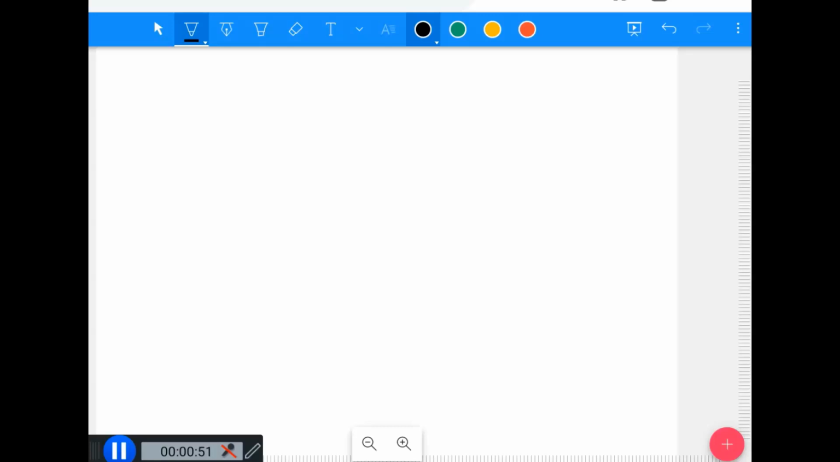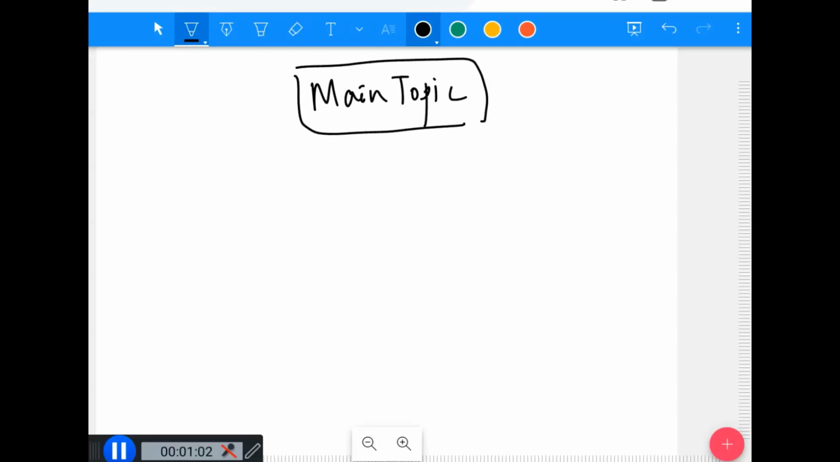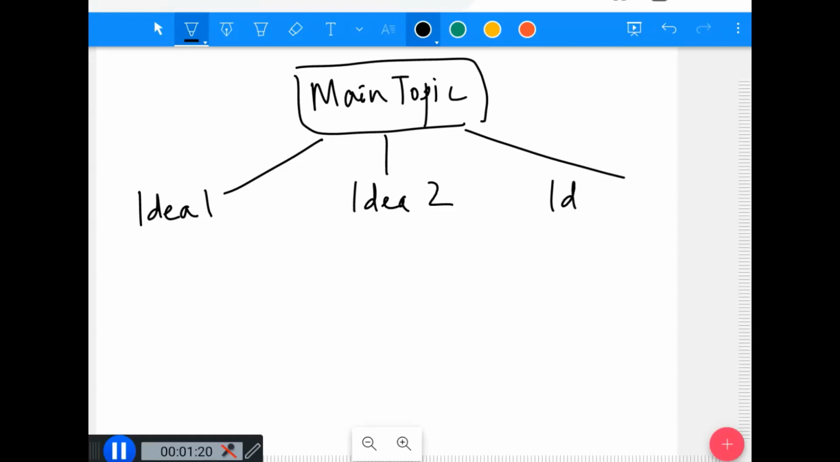Alright, in order to create your own brainstorming chart as you go, it's pretty simple actually. First, write down what the main topic is. And now you want to think about 3 or 4 different ideas related to the main topic, right? So let's draw 3 arrows or lines coming out of the main topic. And these would represent the 3 main ideas that you're going to talk about in your essay. So let's call it idea 1, idea 2, and idea 3.